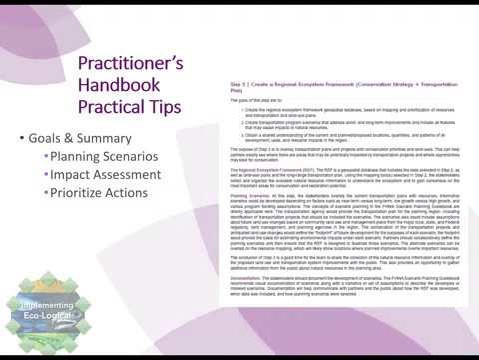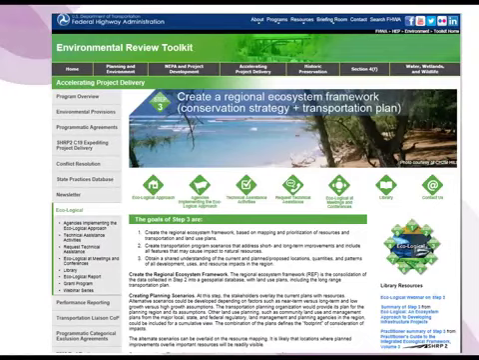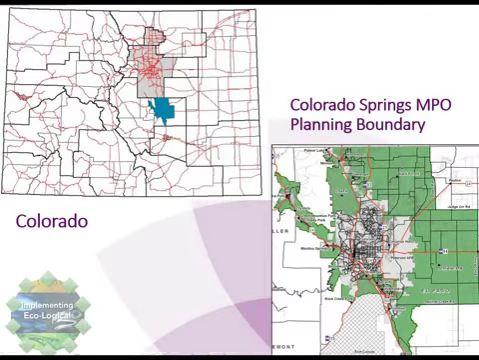In the practical tips section, the goals and summaries for the steps provide you with information on how to consider planning scenarios for evaluating natural resources and transportation to assess their impacts and prioritize actions. Additional information is also included on the FHWA Ecological webpage. Shown here is the summary of Step 3, creating an REF. For other great examples on setting up an REF, please look at both the Charlottesville MPO and the North Central Texas COG web pages that are listed under the ecological wheel.